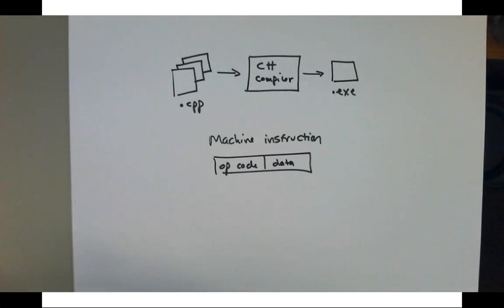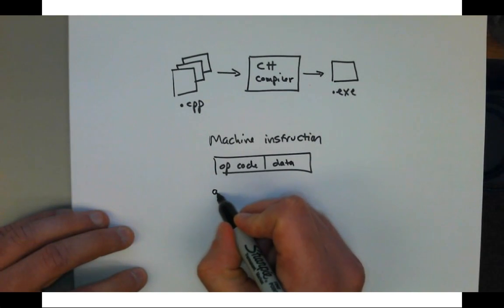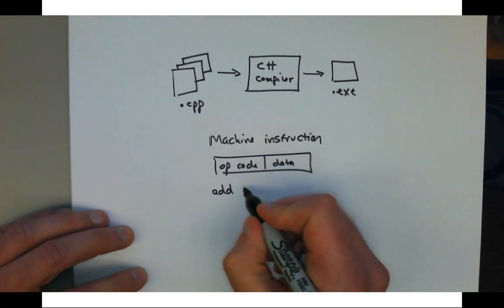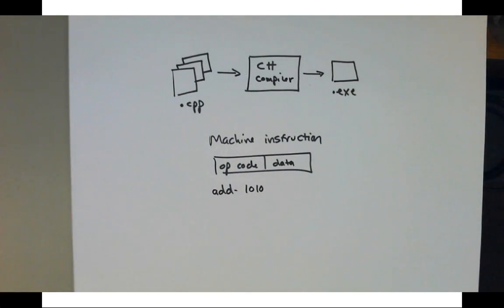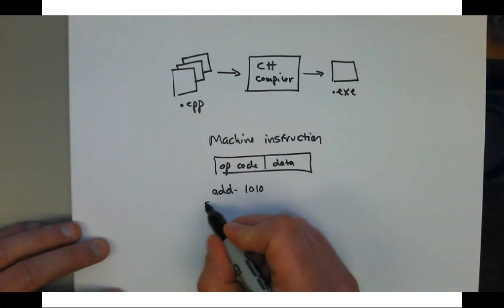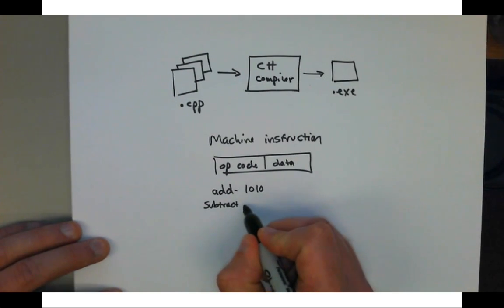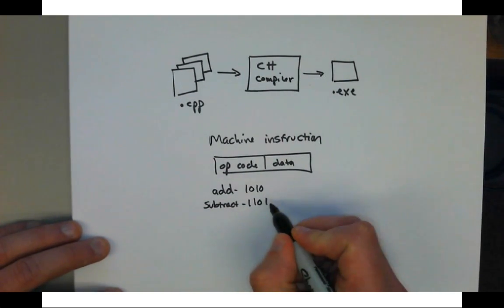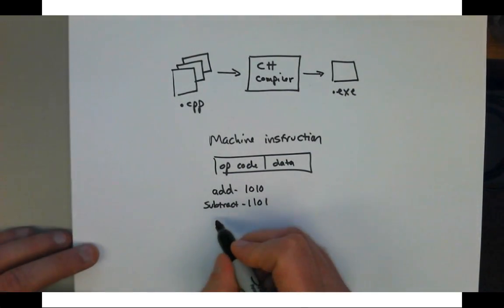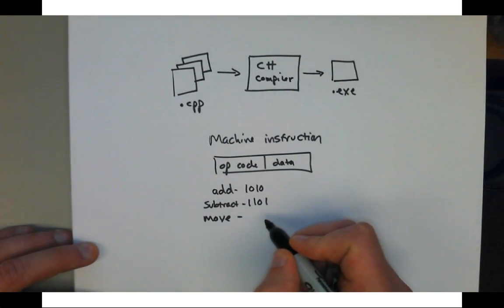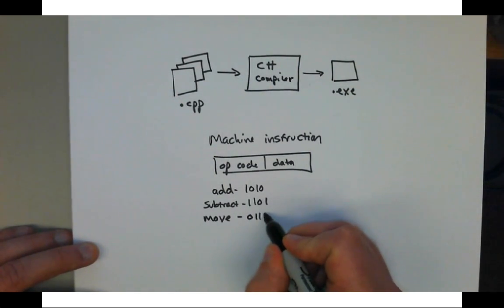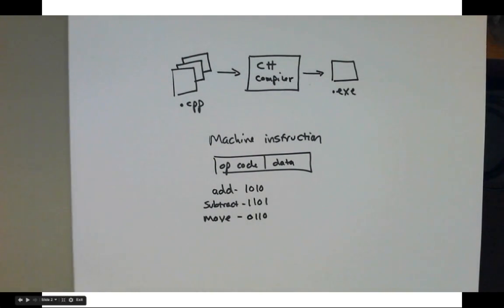So some examples of opcodes might be, for example, to add. So on a particular CPU, the set of bits that determine that this machine instruction means to add might be 1010. And to subtract, well, that might be this set of bits. And different CPUs have different capabilities, but almost all of them can add, subtract, and move data around. Okay. So these might be some of the operations that are available to a CPU.